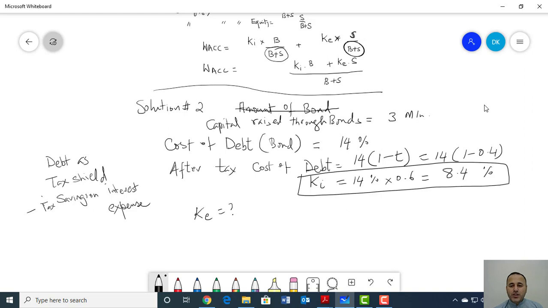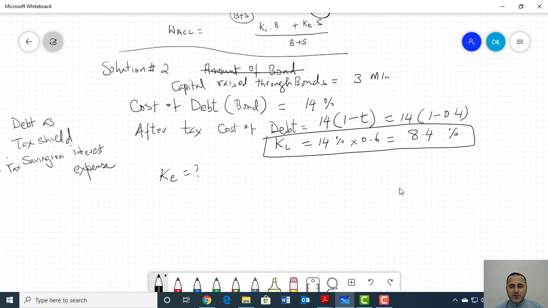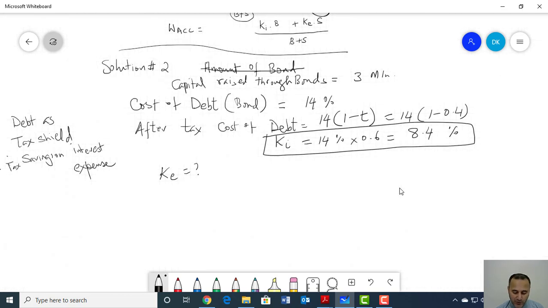Now the cost of equity in this situation, I have the numbers with me. Now I will use the dividend discount model.